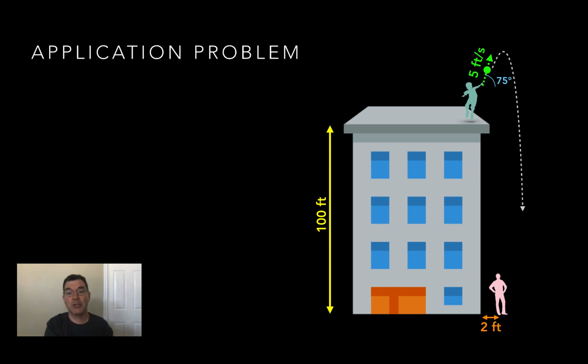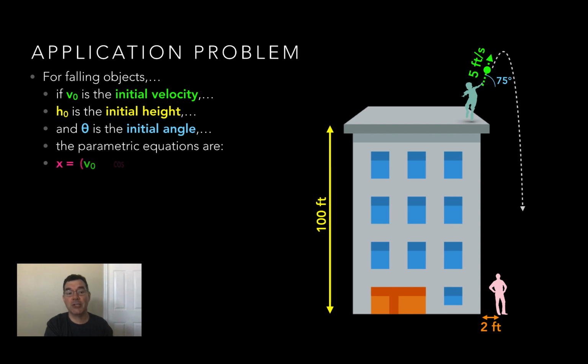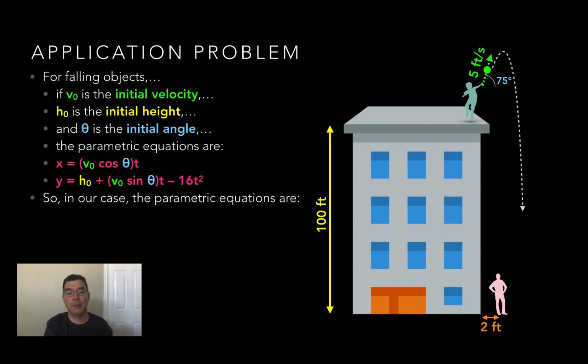So let's figure out the first question, when the ball will hit the ground. Now, for every falling object, there is a set of parametric equations to model this. If I know the initial velocity, the initial height, and the initial angle, then the parametric equations look like this. X equals the initial velocity times the cosine of the initial angle times t, and y equals the initial height plus the initial velocity times the sine of the initial angle times t minus 16t squared. Now that's if we're dealing with feet and seconds, which we actually are in this problem. So here are the parametric equations for this particular question. I'm going to plug in all the information that I was given and get those equations.